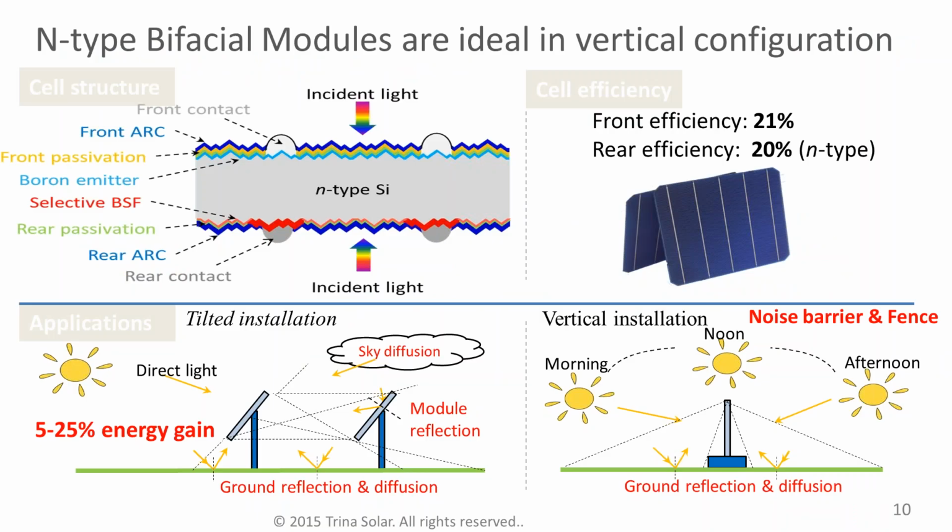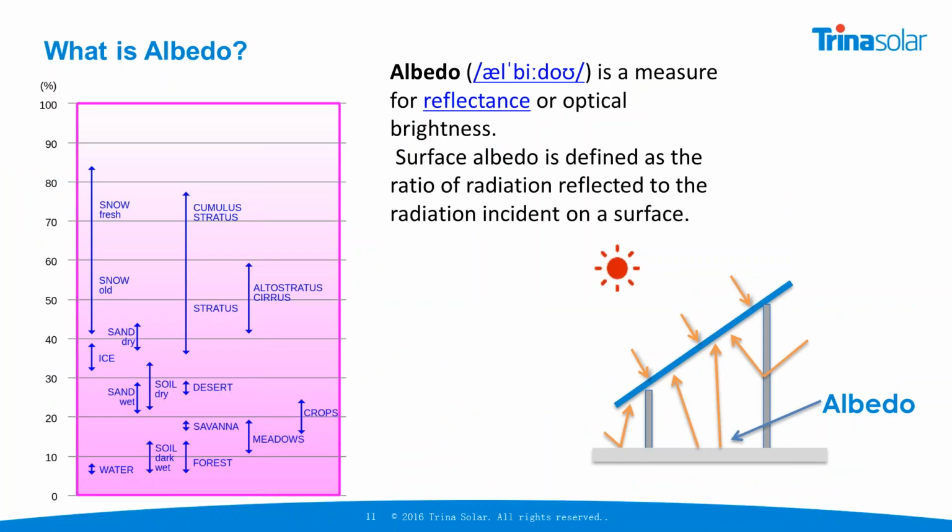The N-type, like I said, bifacial module is ideal for vertical configuration. In that case, the module is placed vertically and receives sunlight from the morning to the afternoon on both sides of the module. But these applications are relatively small, and because the N-type bifacial module is more expensive, we think that the advantage for the customer is very low. So we focus on the P-type bifacial module.